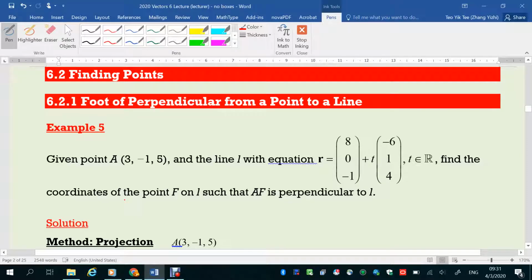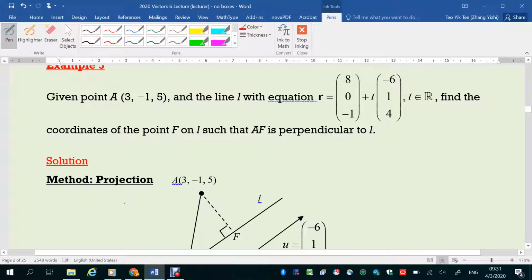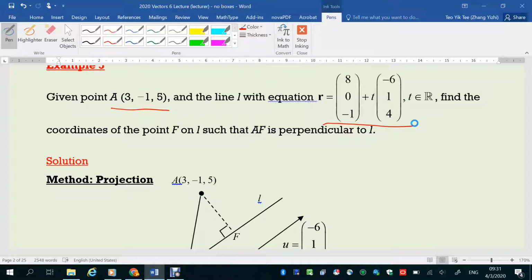Okay, this section in chapter 6 deals with finding the foot of perpendicular from a point to a line. In order to understand this, we have to run through an example. I have a point, and I've also given you the equation of the line. The question says find the foot, the point F, such that F, which is on L, is in a situation by which AF is perpendicular to L.